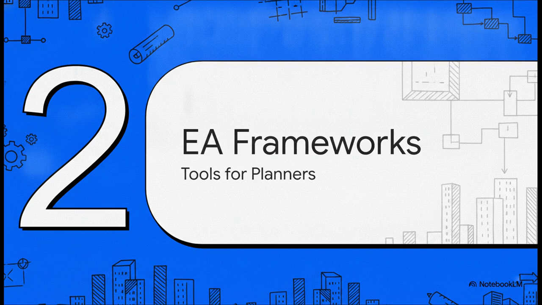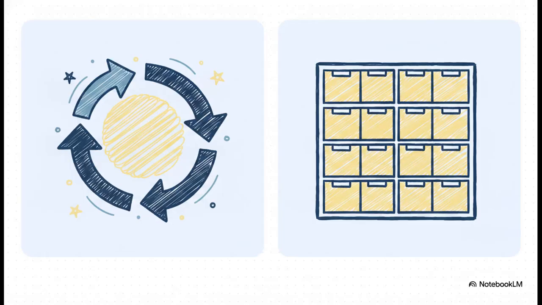Moving right along to Section 2, frameworks, TOGAF and Zachman. Let's look at the specific tools our city planners use. There are quite a few frameworks out there, but 2 of the absolute heavyweights you need to know are TOGAF and the Zachman framework. And they actually serve very different purposes. TOGAF, which stands for the Open Group Architecture Framework, is all about the process. It uses something called the architecture development method. Basically, it's a step-by-step, cyclical process that tells you exactly how to build and manage your architecture over time.